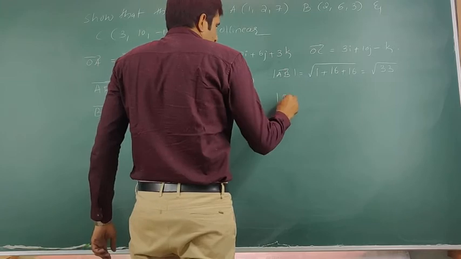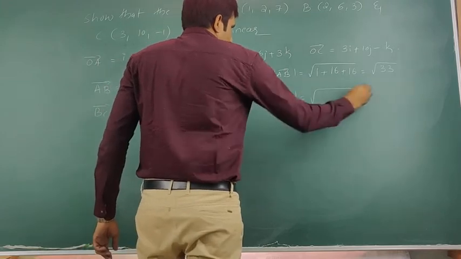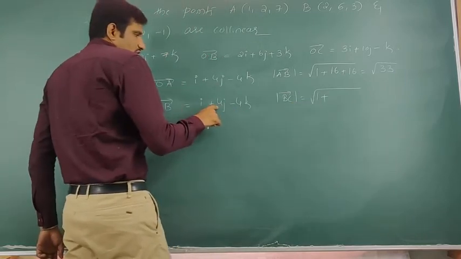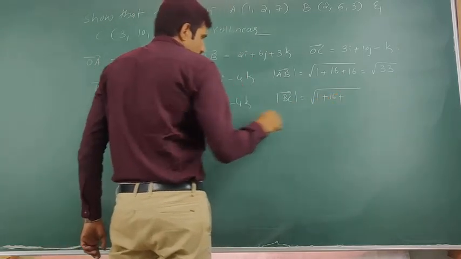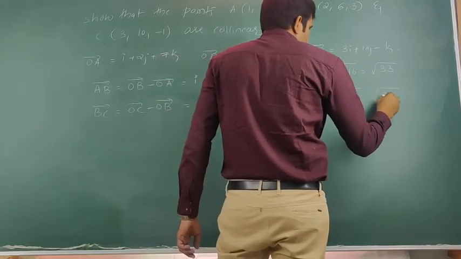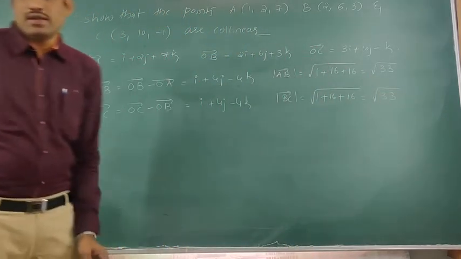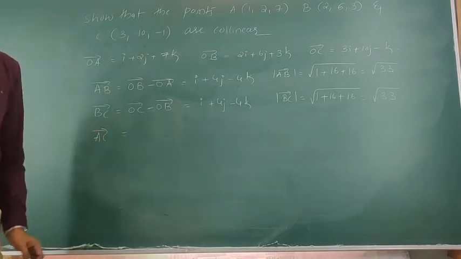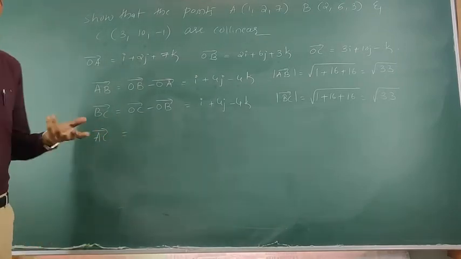Therefore, the magnitude of BC is equal to root of the i coefficient 1, 1 square is 1, plus the j coefficient 4, 4 square is 16, plus the k coefficient minus 4, minus 4 square is plus 16. So this is also how much? 33. Then I find vector AB, BC, CA or AC. You can do anything, right?